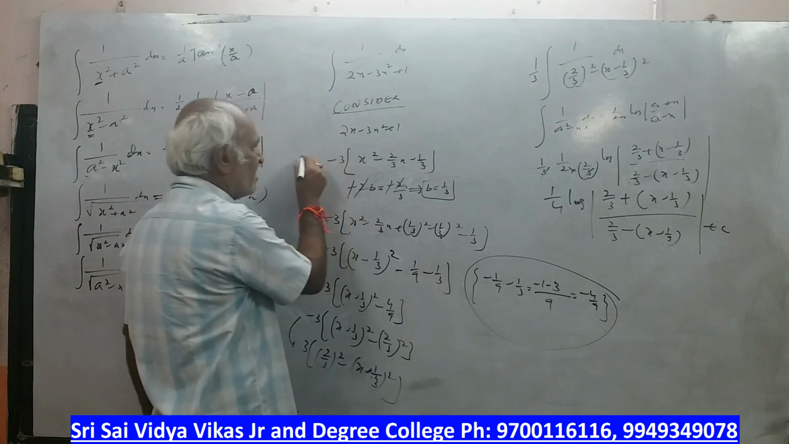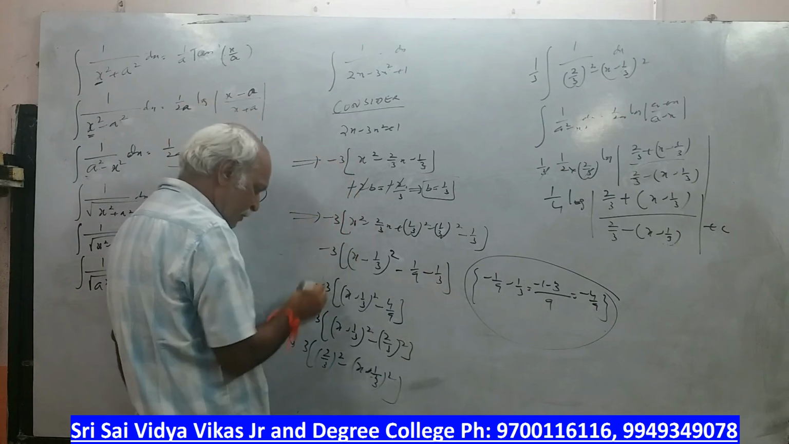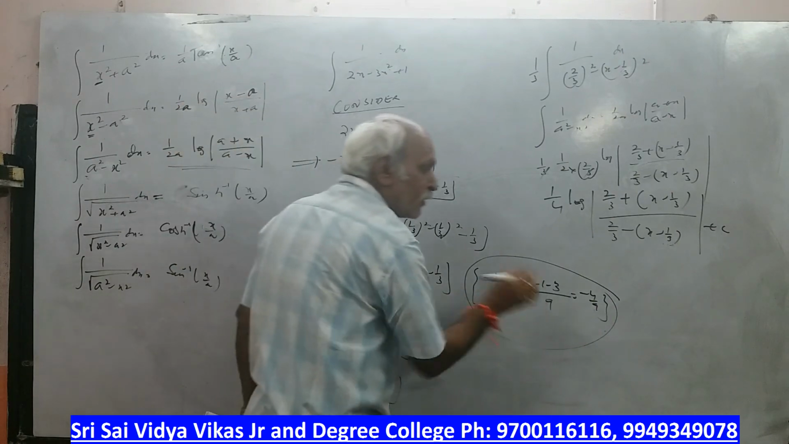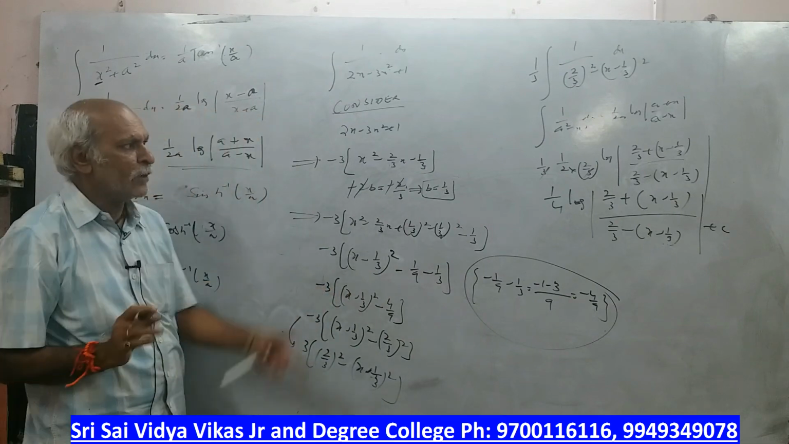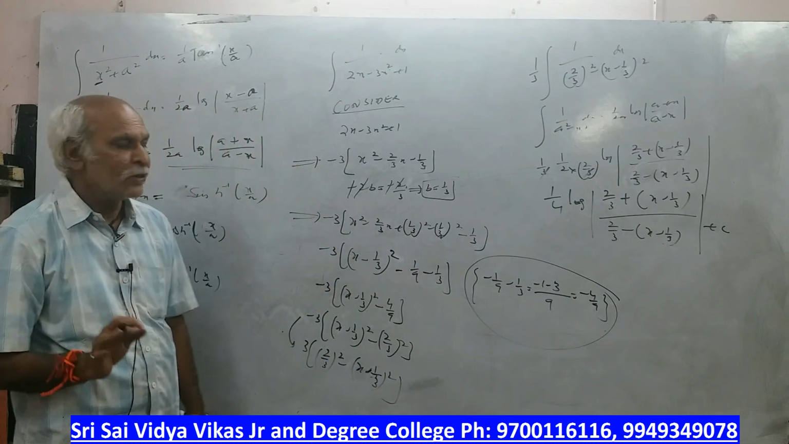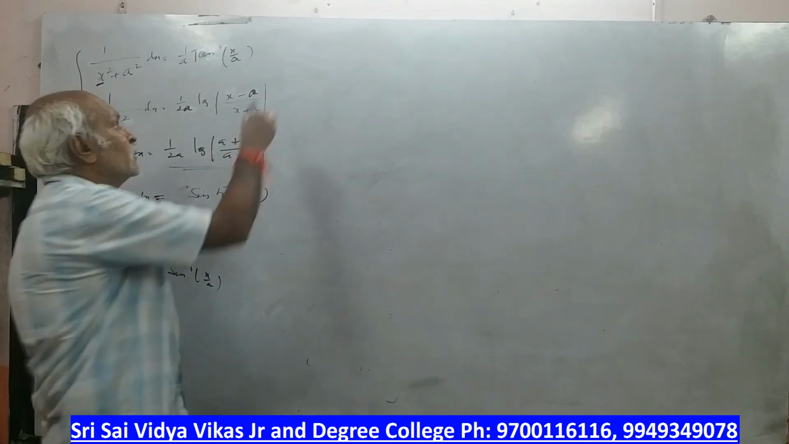Again minus common, again bring back, again this flower bracket. These 3 steps are very, very important. Always once you remember this, you can do any problem. Please note on this. Next one.